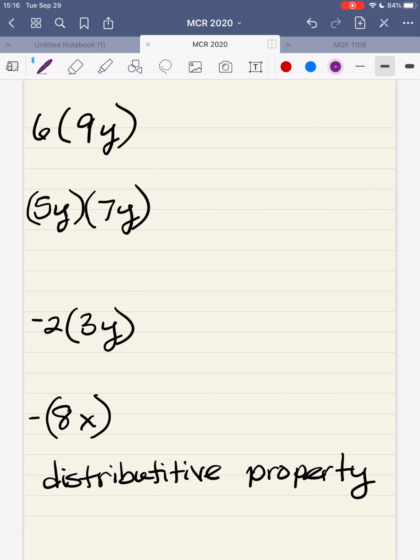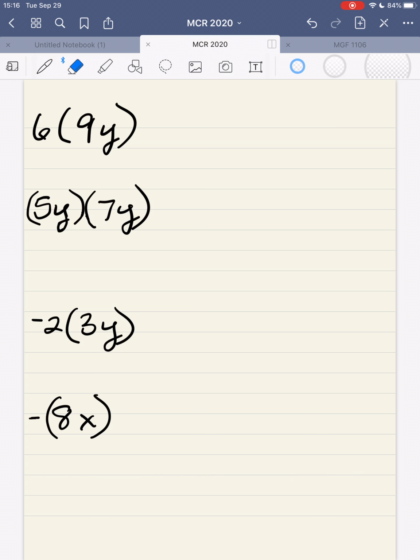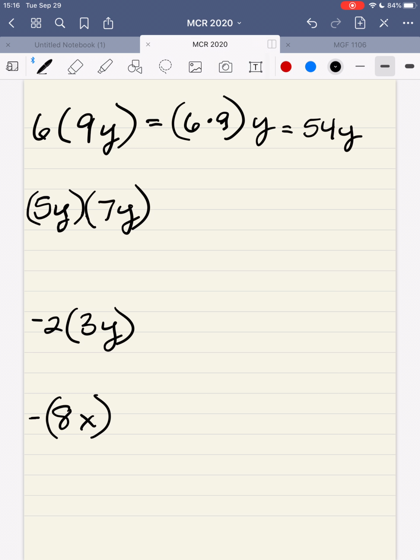Also, it works for multiplication. Here I have multiplication, and I have 6 times 9y. Sometimes you'll see people group them together in this fashion, where I have 6 times 9, and then the y on the outside. This is a version of the associative property. 6 times 9 is 54. And the y gets tagged onto it. It's multiplied by y.